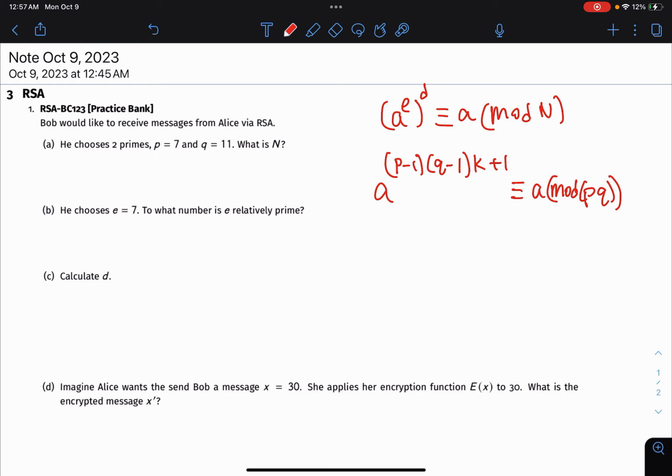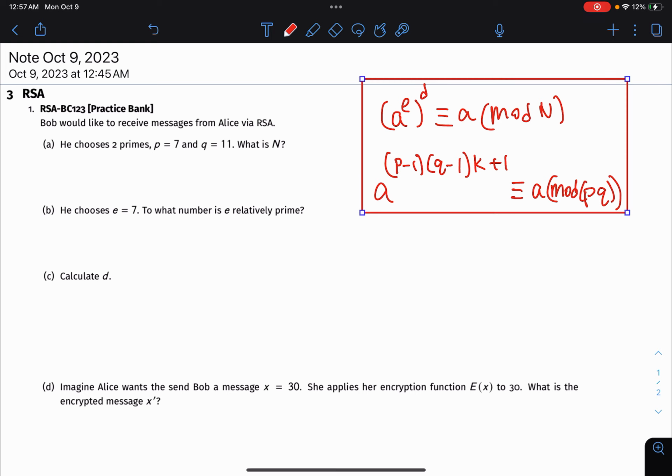So, Bob would like to receive messages from Alice via RSA. Part A, he chooses two primes, p equals 7 and q equals 11. What is n? To your right, you can see these two equations. They are your RSA equations. As we can see, we have A mod n is equivalent to A mod PQ over here and over here. So what does our n have to be? Our n has to be equal to PQ, which means that our n is 77.